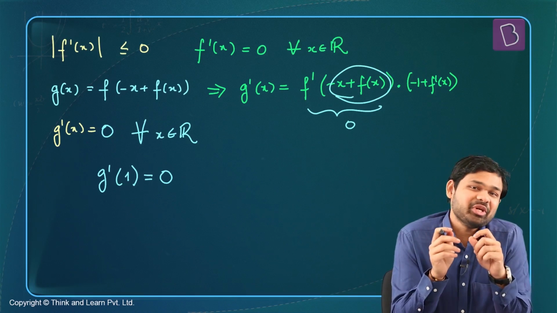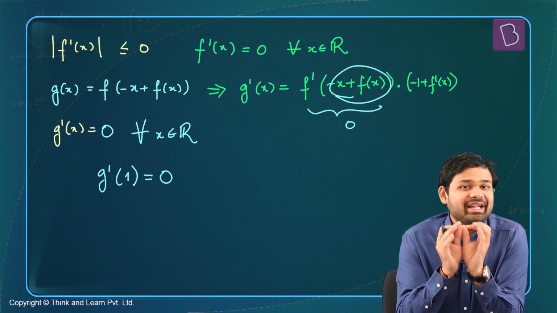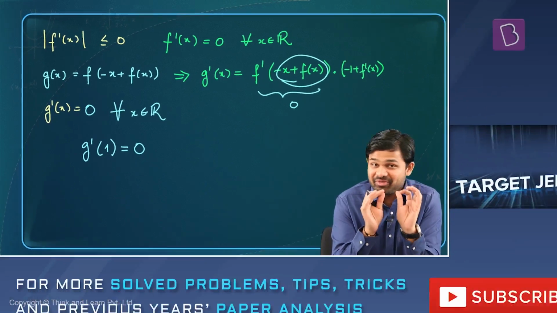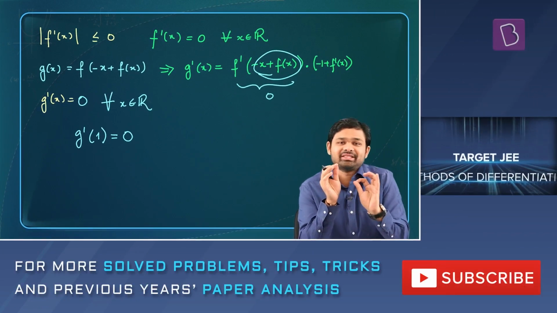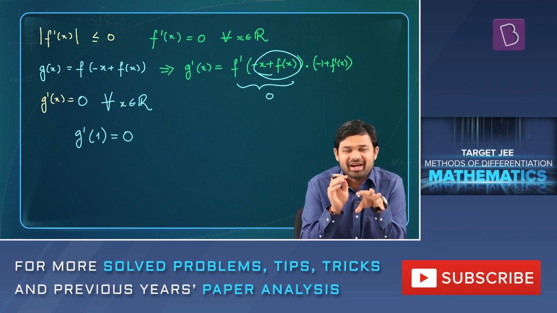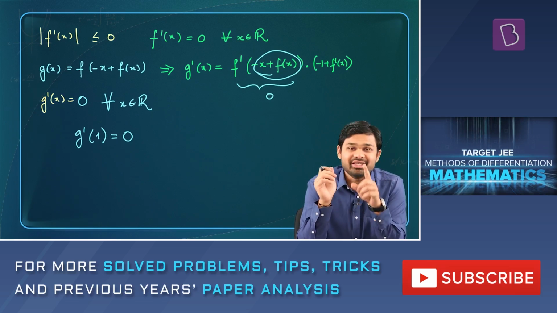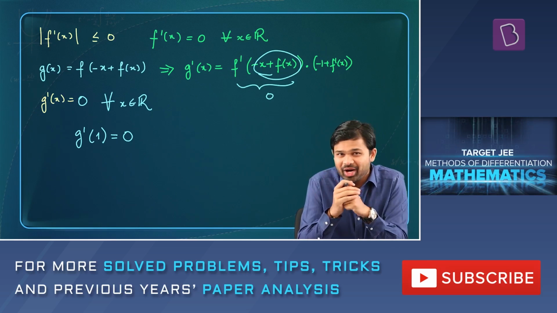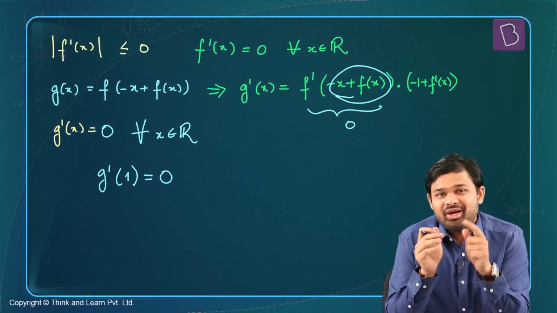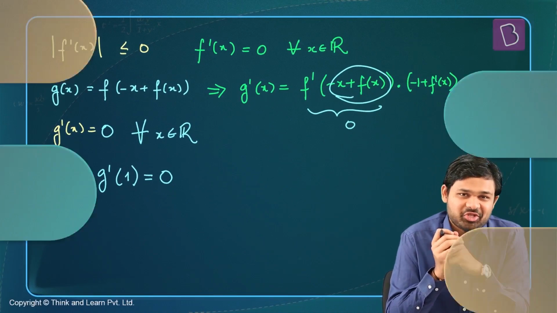A fantastic question, because you couldn't see derivatives in the question statement, but we arrived at derivatives, and then we did some very nice analysis and finally arrived at this beautiful solution, g dash of 1 equal to 0. I hope you had a lot of fun solving this question. We will look at some more really nice questions.